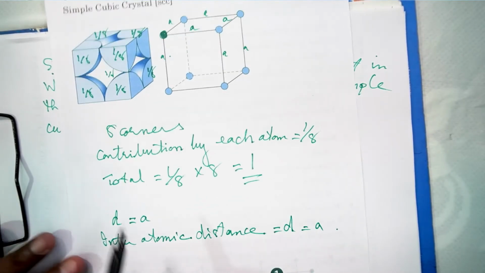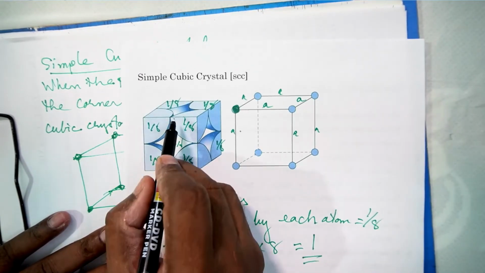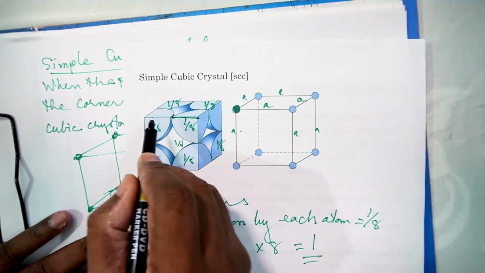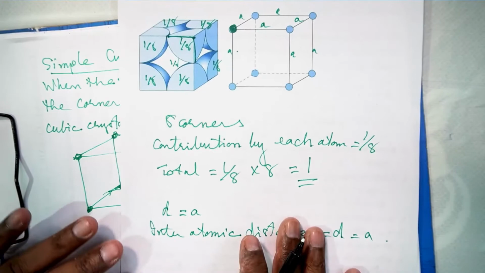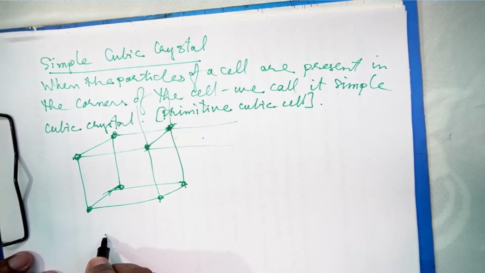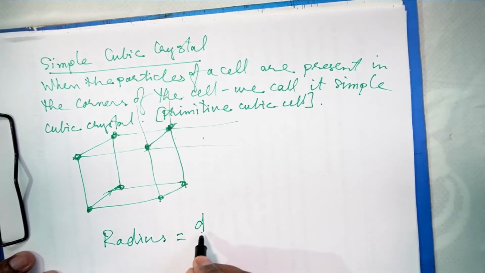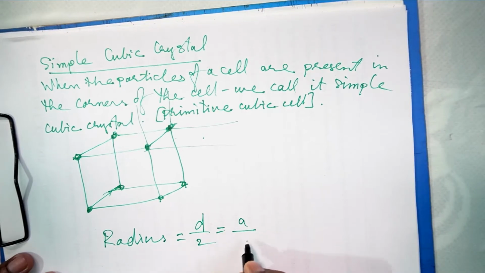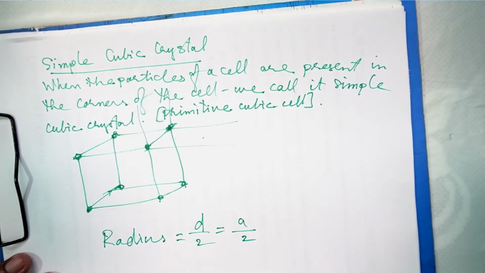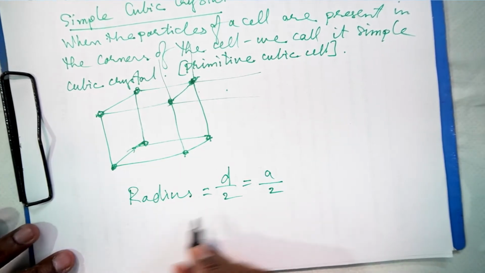As we know, the atoms are touching each other. So what is the radius of the atom? This is the radius of the atom, this part. The radius of the atom here is equal to d upon 2, half of the interatomic distance, that is equal to a upon 2. Okay, so the radius of the atom here is a upon 2.